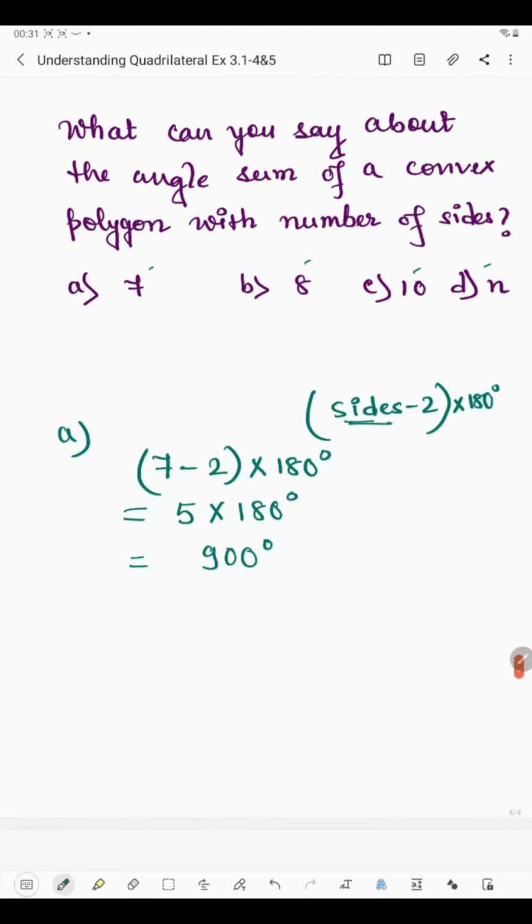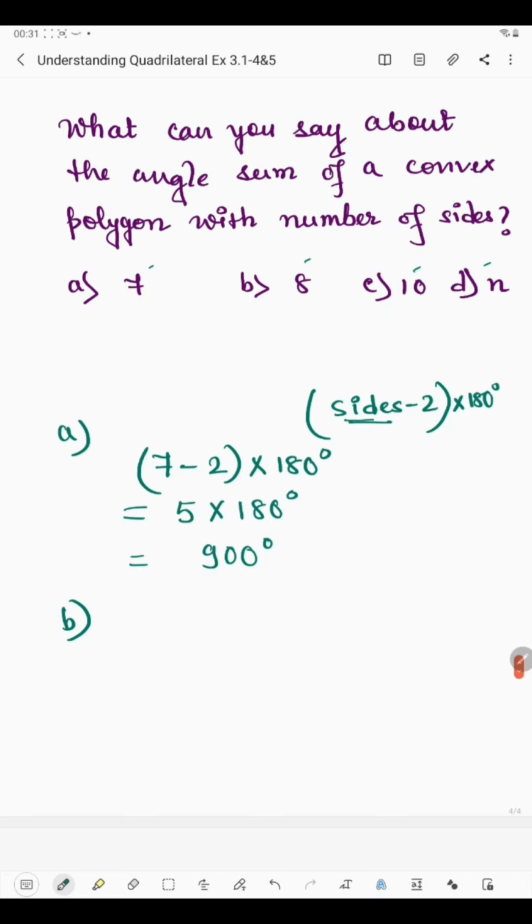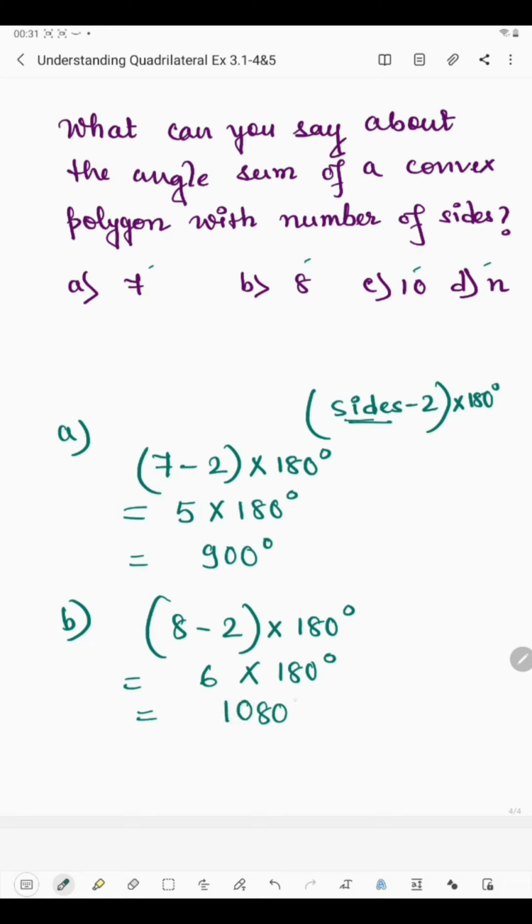Okay, now coming to the B part. In the B part we have the number of sides 8. So it's 8 minus 2. So 2 should be subtracted from the number of sides into 180 degrees. Okay, now 8 minus 2 is 6. So 6 into 180 degrees. So 6 zeros are 0, 6 8s are 48, 8 and 4 carry, 6 1s are 6, 7, 8, 9, 10. So it's 1080 degrees if the number of sides is 8.